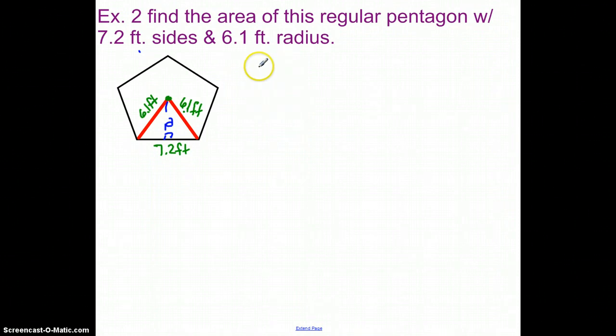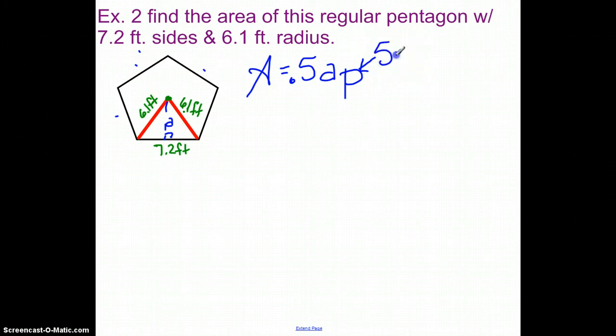Okay, so first of all, if I'm going to do area is 1/2 the apothem times the perimeter. If this is 7.2, I know that every single one of these sides is that. So the perimeter part is 5 times 7.2, because there are 5 sides that are 7.2 long. The issue for me is going to be the apothem.